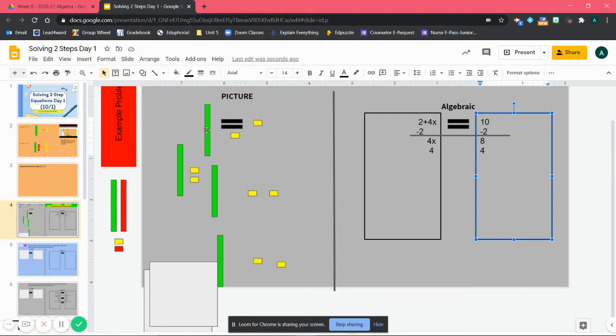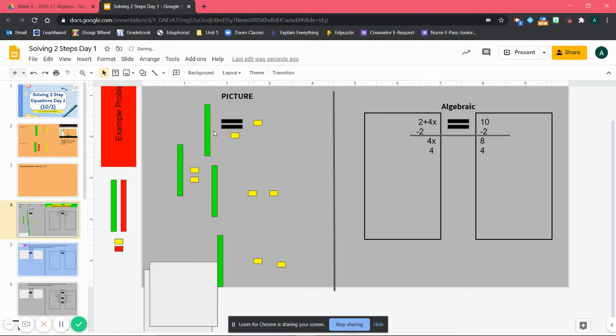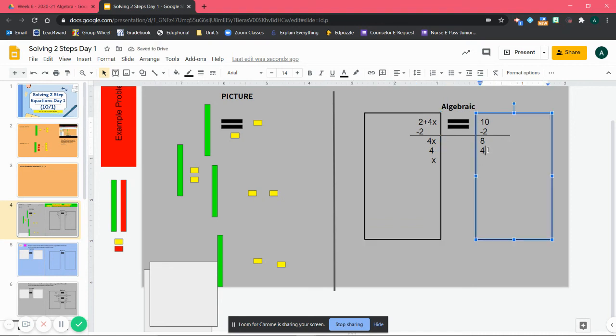So that tells me one group of x is equal to 2 ones. So I'm going to write that. 1x, I'm just using the space bar here. So 1x ends up being equal to 2 ones.